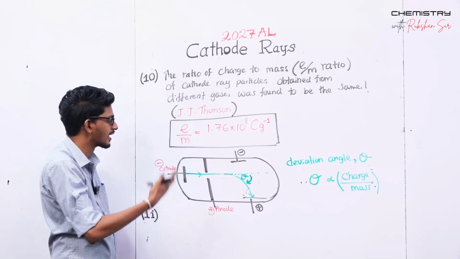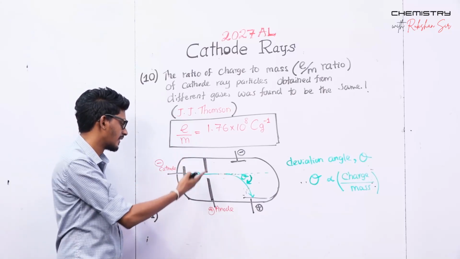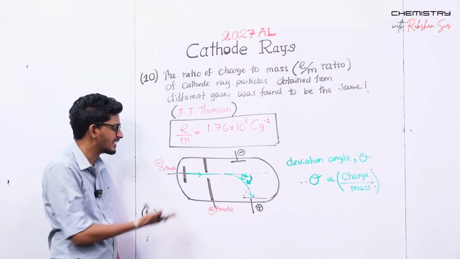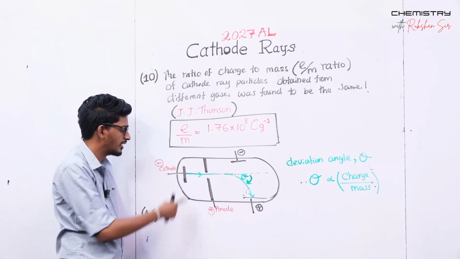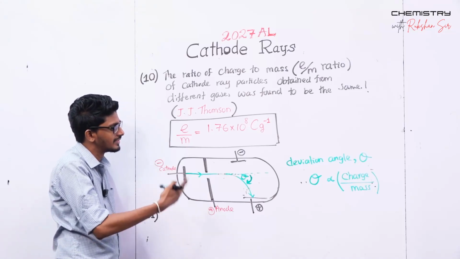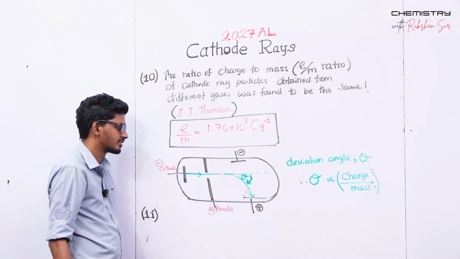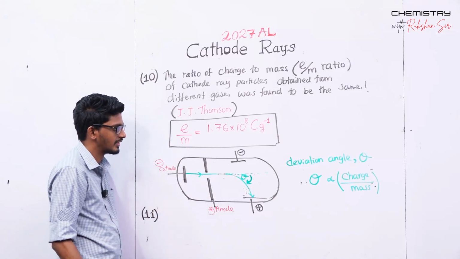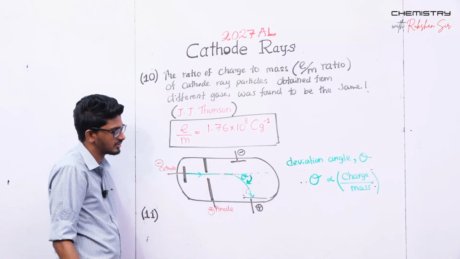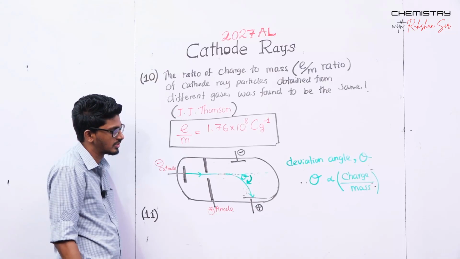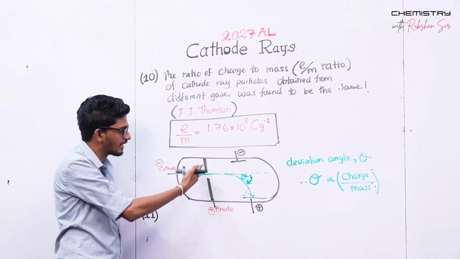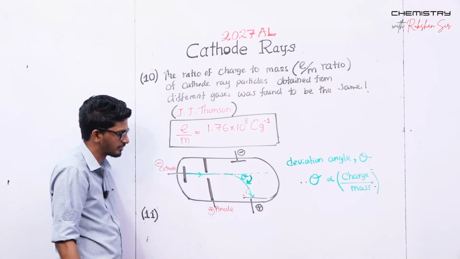That means the same cathode rays are being produced from each and every material, from each and every solid, from each and every gas in the tube. That is what we can conclude from the observation of the same deviation angle, the same e/m ratio. So with each and every metal, with each and every gas in the tube, you produce the same cathode rays.